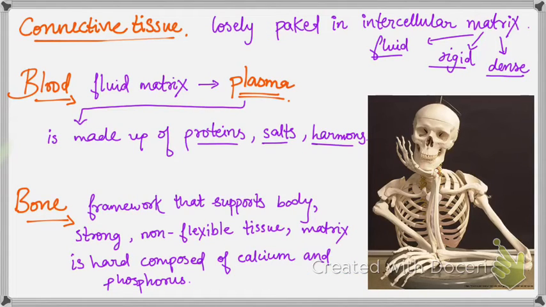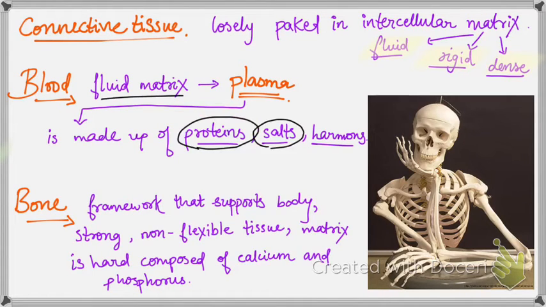That matrix can be fluid, rigid, or dense. So in that we have blood, bone, ligaments, tendons, cartilage, areolar tissue, and adipose tissue. So let's begin with blood. Blood has a fluid matrix called plasma. Plasma contains proteins, salts, and hormones.